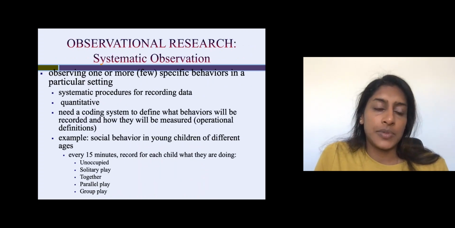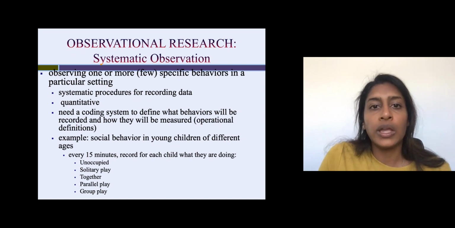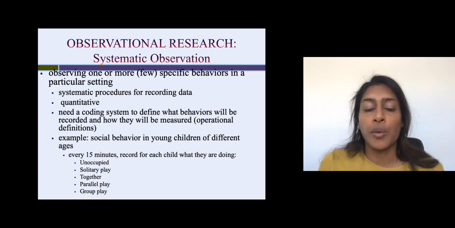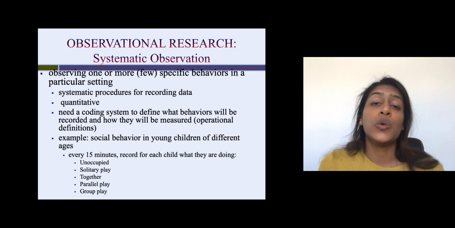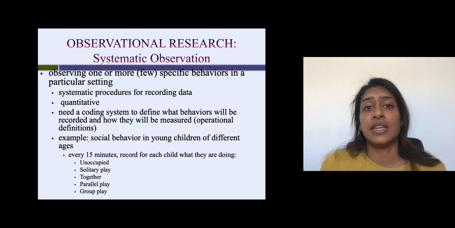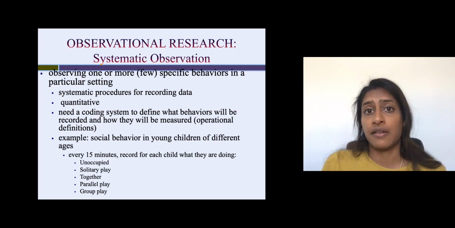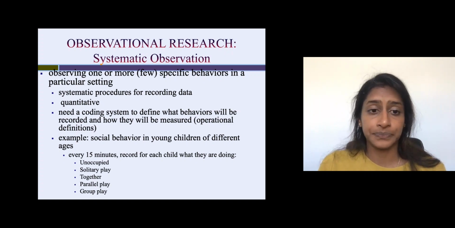Our next type of observation is systematic observation. Here we are observing one or more specific behaviors in a very particular setting. So we need to have procedures in place on how that data is going to be recorded. It will be quantitative in nature; we'll have some kind of numeric value. In order to do this, we would need a very specific and predefined coding system. So our operational definition is going to be crucial here.